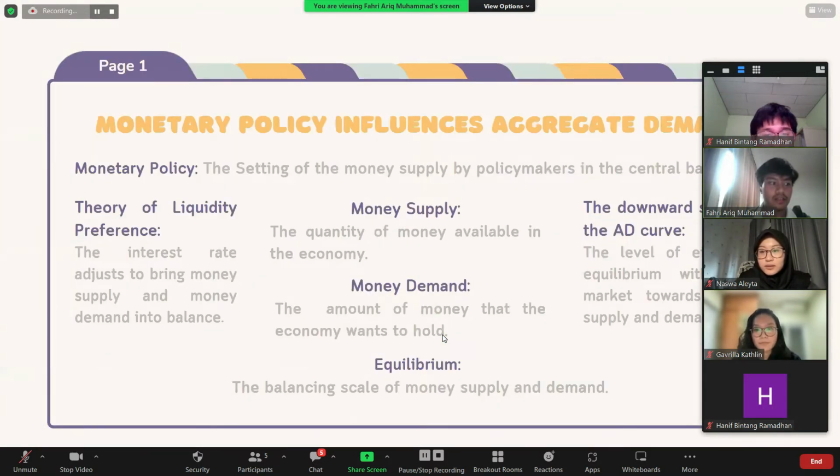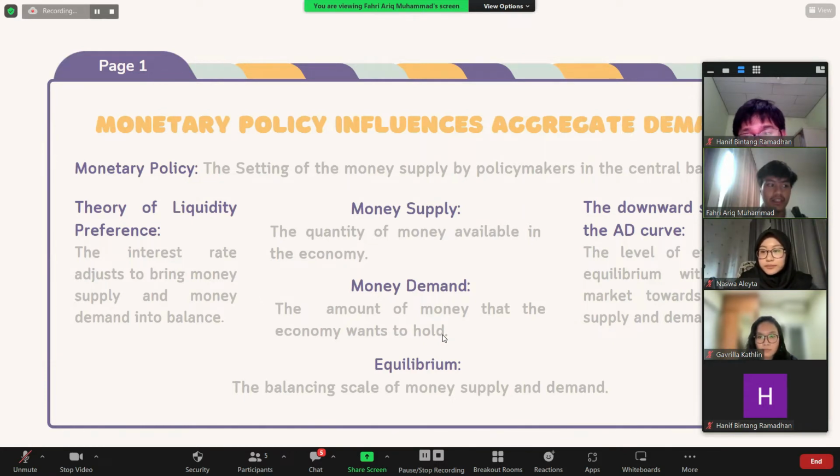Starting off with the first material, monetary policy influence on aggregate demand. Monetary policy is the setting of money supply by policymakers in the central bank. The theory of liquidity preference: it is the interest rate adjusted to bring money supply and money demand into balance.